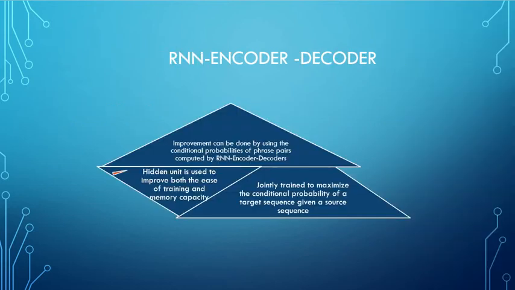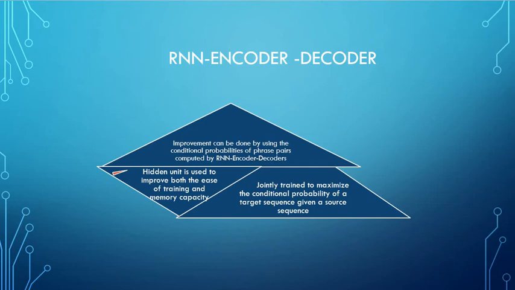Okay, RNN encoder-decoder. What is it? Actually, this RNN encoder-decoder, with a hidden unit, is empirically evaluated on the task of translating from English to French. The authors trained the model to learn the translation probability of an English phrase to a corresponding French phrase. The model is then used as a part of standard phrase-based SMT. What is SMT? Statistical machine translation, by scoring each phrase pair in the phrase table. An improvement can be made by using the conditional probabilities of the phrase pairs computed by the RNN encoder-decoder.